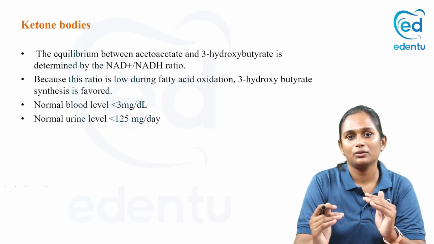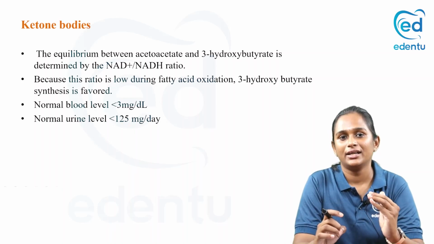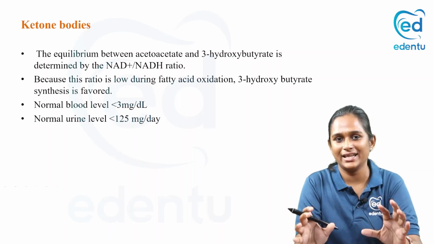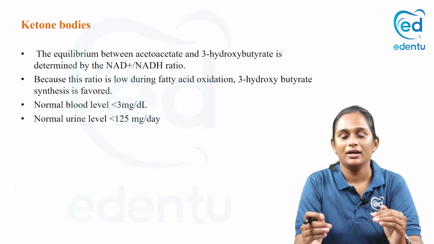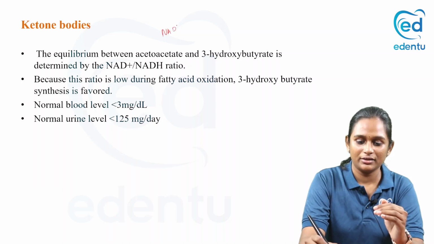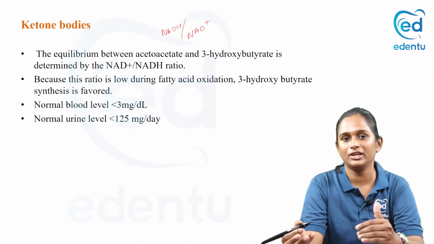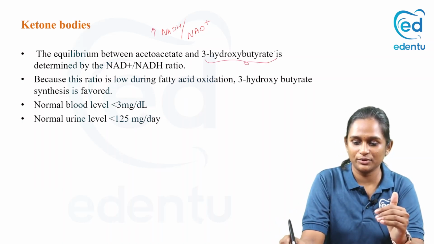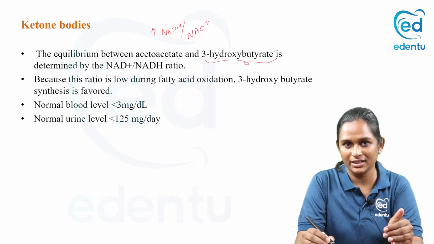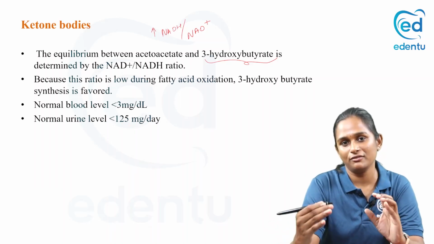The end product of ketone body synthesis, that is either acetoacetate or beta-hydroxybutyrate, is the end product of ketogenesis. Which one will be the end product is determined by a ratio called NADH to NAD+. So when there is more NADH, beta-hydroxybutyrate is the end product of ketone body synthesis. When there is less NADH, acetoacetate is the final product of ketogenesis.